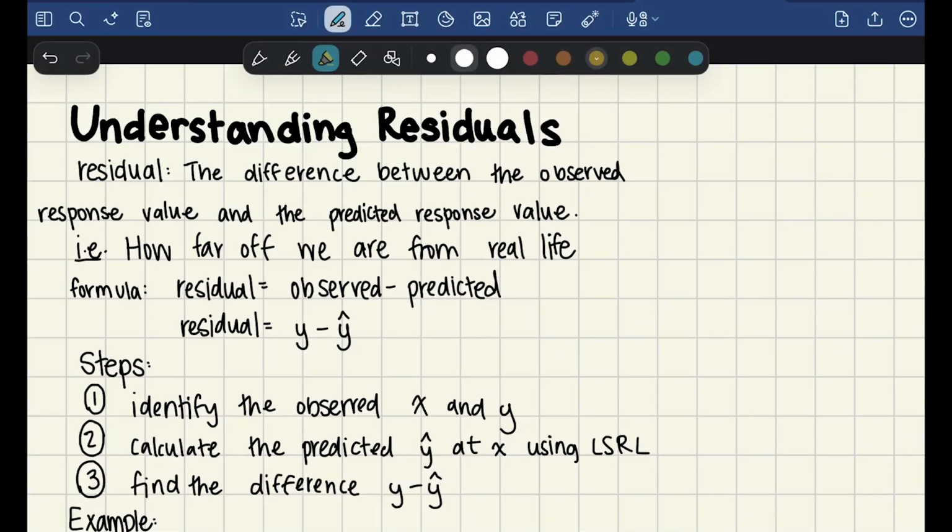Hello and welcome to this video all about how to understand, calculate, and interpret residuals from a least squares regression line. We'll start off by going over the definition of a residual. I have it printed up right here at the top.